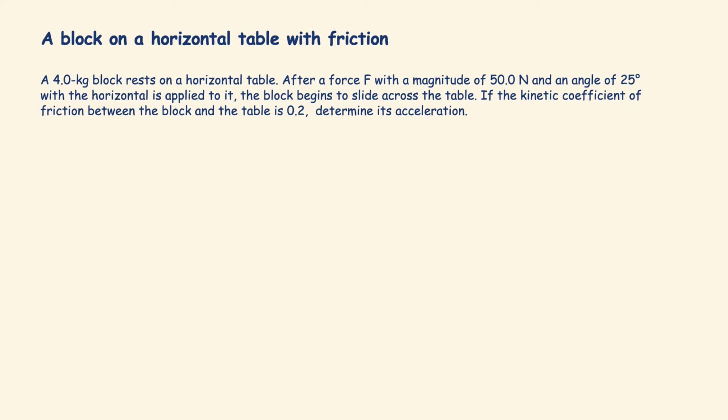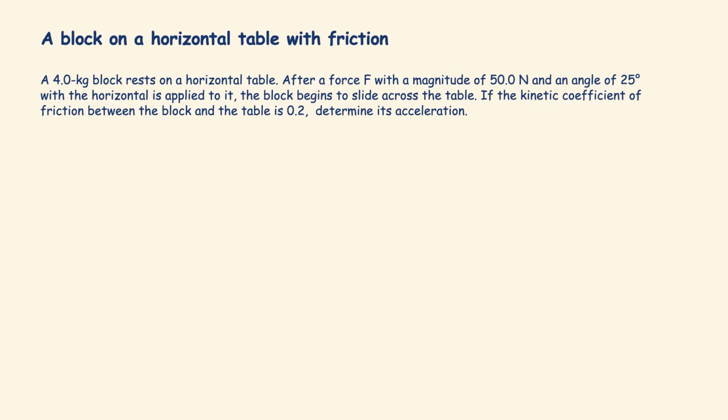So let's see what happens with friction. We'll continue with the same problem from the previous example, but we will actually add friction to the block and the table. So once again, we have a 4.0 kilogram block that rests on a horizontal table. A force F with a magnitude of 50 newtons and an angle of 25 degrees with the horizontal is applied to it, and the block begins to slide across the table.